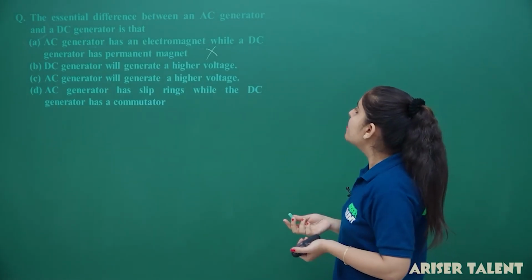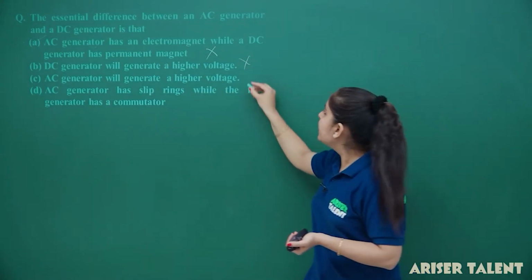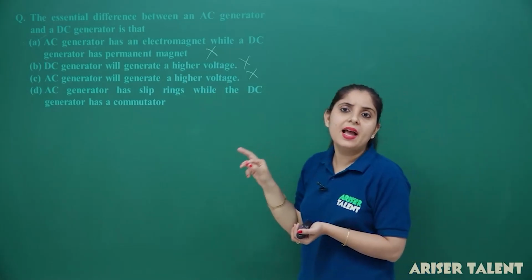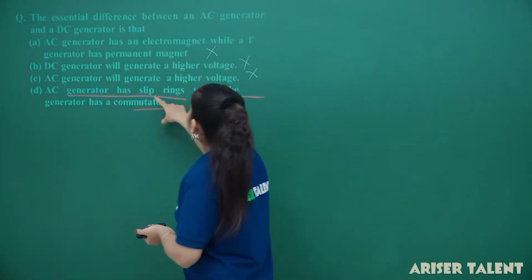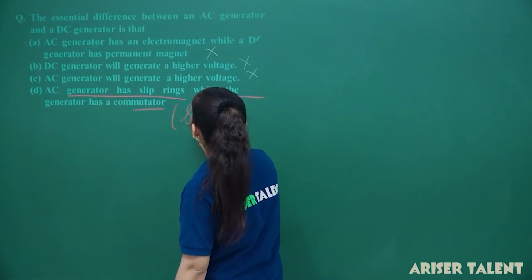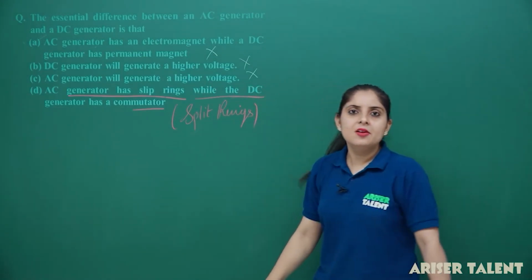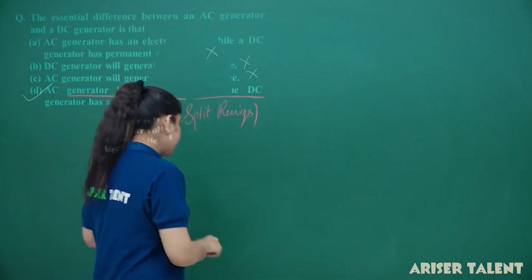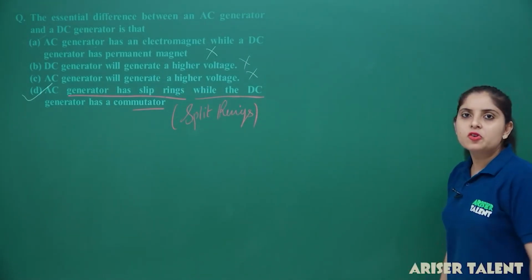DC generator will generate higher voltage. This is again wrong. AC generator will generate higher voltage. This statement is again wrong. AC generator has slip rings while the DC generator has a commutator. So this is the correct option, matching our conditions: in an AC generator we have slip rings, but in a DC generator you have a commutator, which is known as split rings. So which option is correct here? Option D is satisfying the conditions. So I can say that option D is correct. Now let's proceed to the next part of the question.